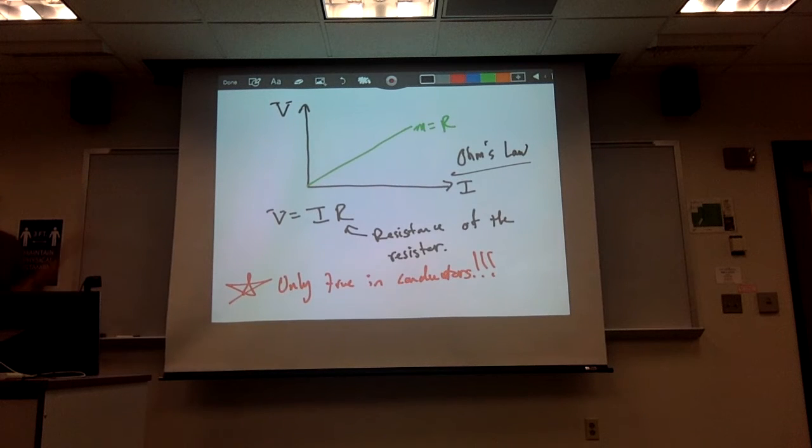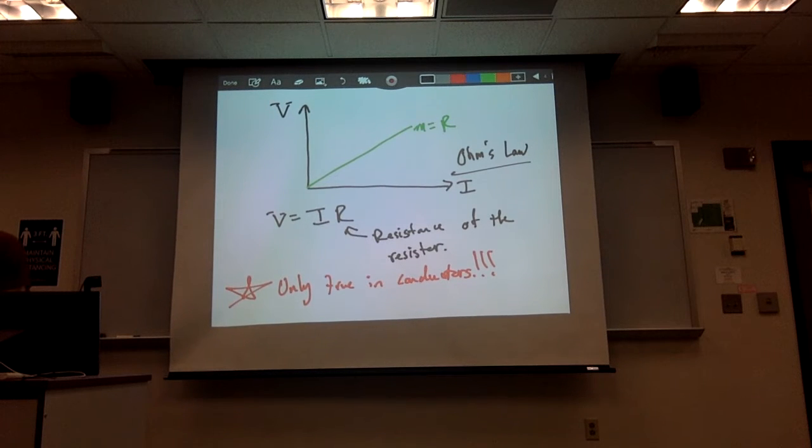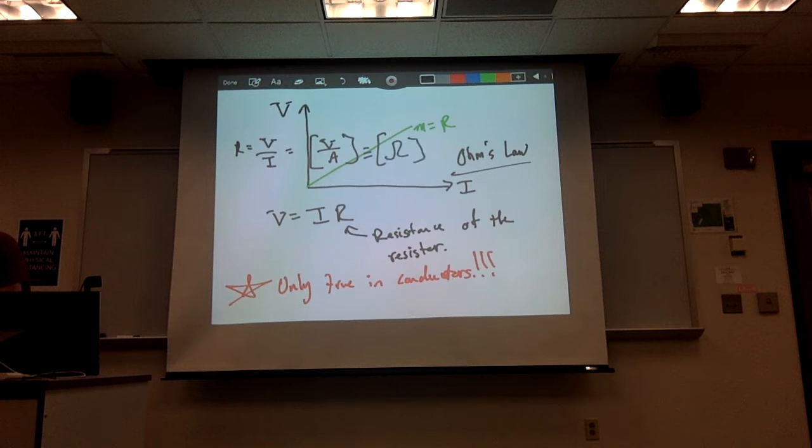So this says that resistance is defined as the potential per current, which is a volt per amp, but a volt per amp has its own special name, which is what we call an ohm. So capital omega here is what we call an ohm. Those are the units of resistance.